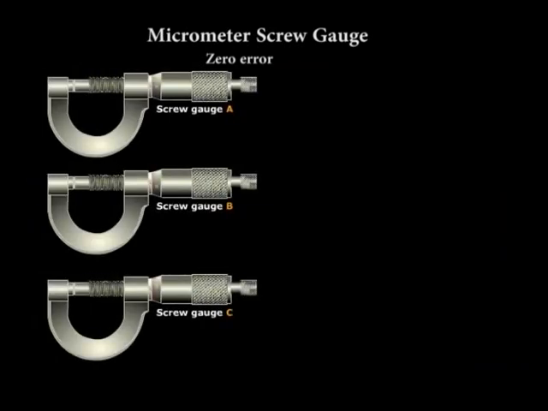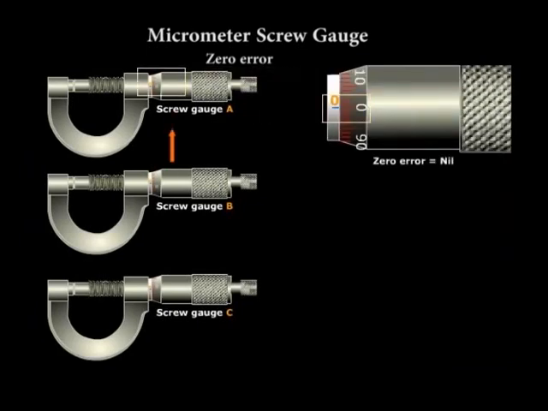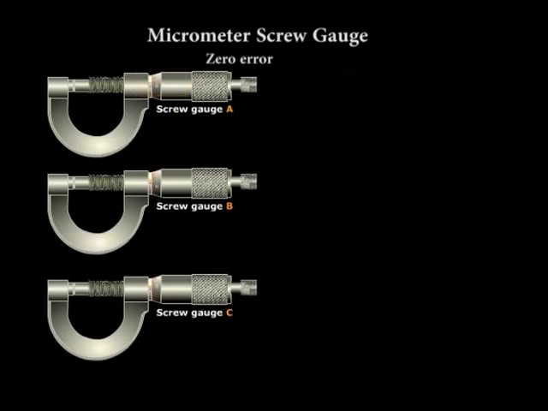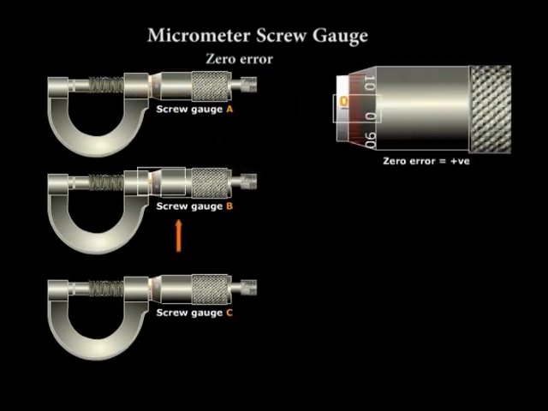On your screen are three screw gauges. In A, the zero of the circular and that of the main scale coincide. This screw gauge has no zero error. In B, the zero of the circular scale is below the reference line of the main scale. This screw gauge is having a positive zero error.